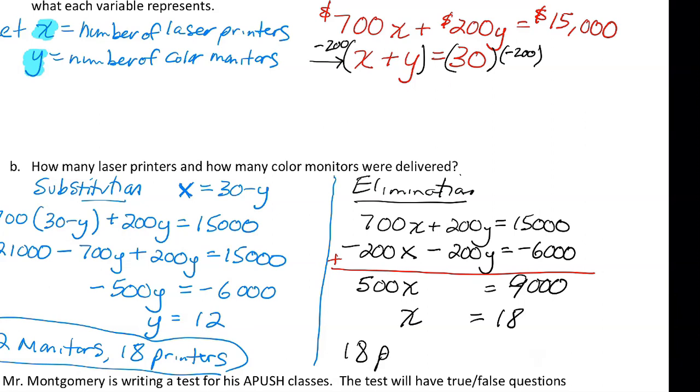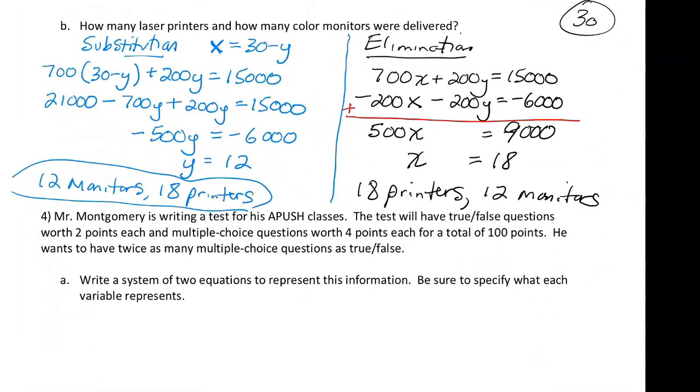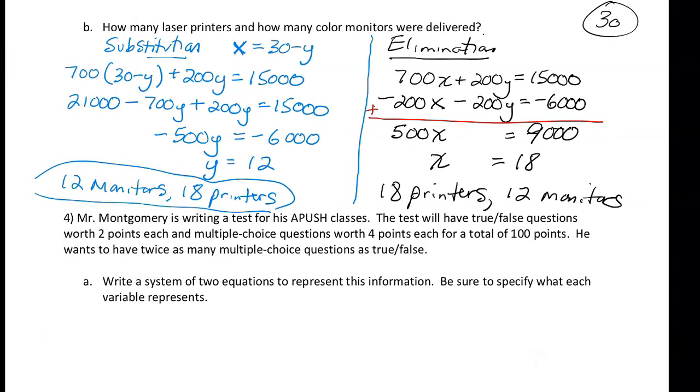That would be 18 printers, and since there are 30 total, that would be 12 left over for monitors. And this is the same answer we got with the substitution method. So either approach is viable. You can pick whichever one you like better, but substitution and elimination both work to solve systems of equations. And you can decide which one might be easier for you.